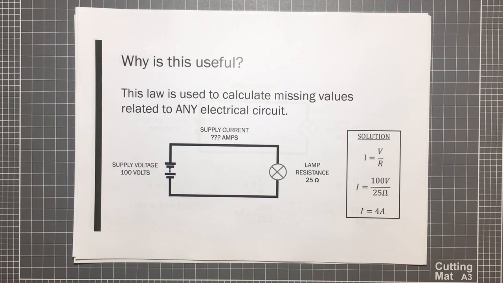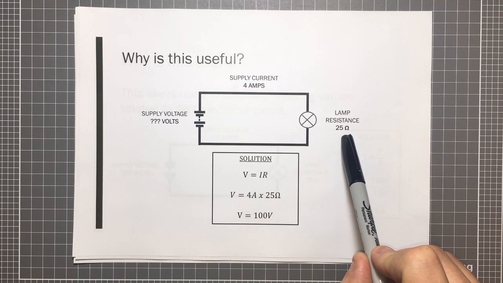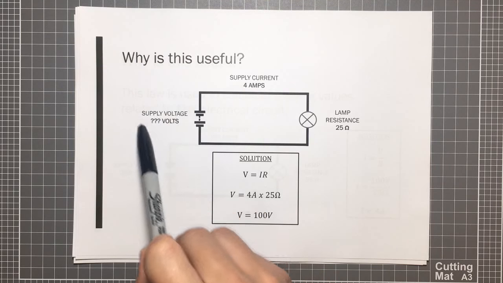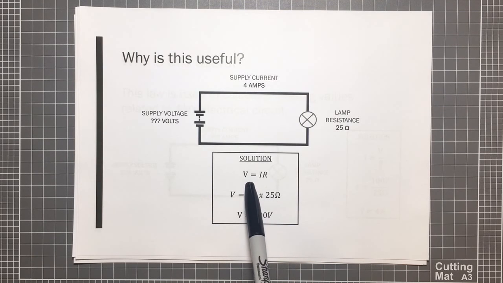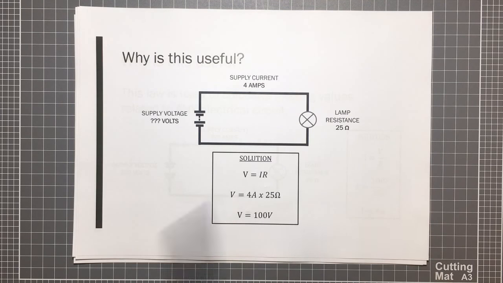We know that's true because this was our previous example, but that is how we would use Ohm's Law to find missing values. We'll just try it one more time just to make sure that we've got the hang of it. In this case, we've got our supply current of 4 amps, we've got our resistance of 25 ohms, and what we're trying to find is the supply voltage. So we take V equals IR, and all we're going to do is say I, which is 4 amps, multiplied by R is going to give us our voltage. So 4 times 25, our voltage equals 100 volts. And again, we know that's true because we've done this a few times, and that's always been our example.